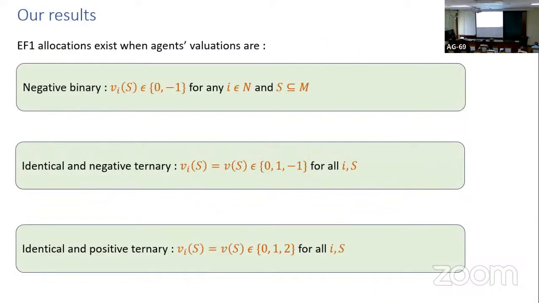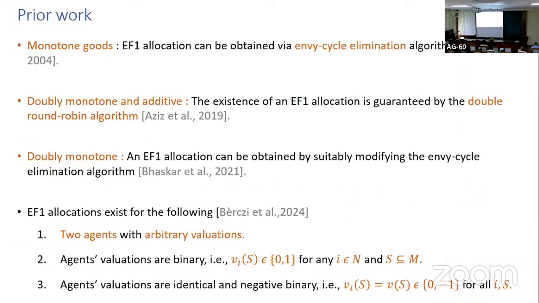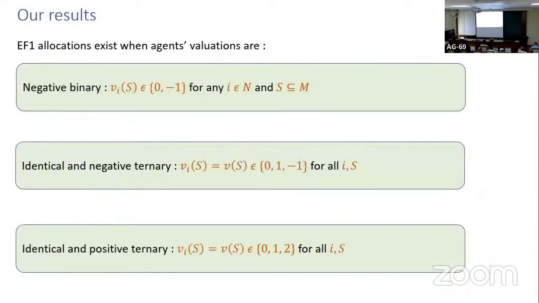Okay, so these are our results. So for negative binary, this was for identical negative binary. We showed that for negative binary, that means for any agent, any subset is valued either 0 or -1. Okay, we showed the existence of EF1 allocations.